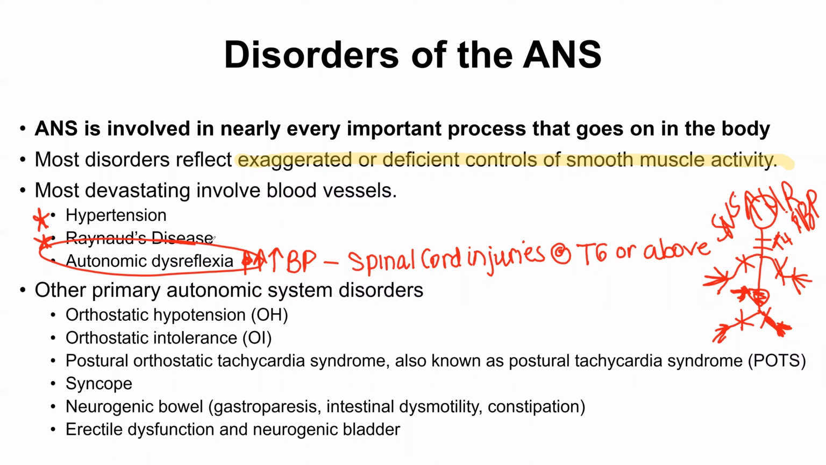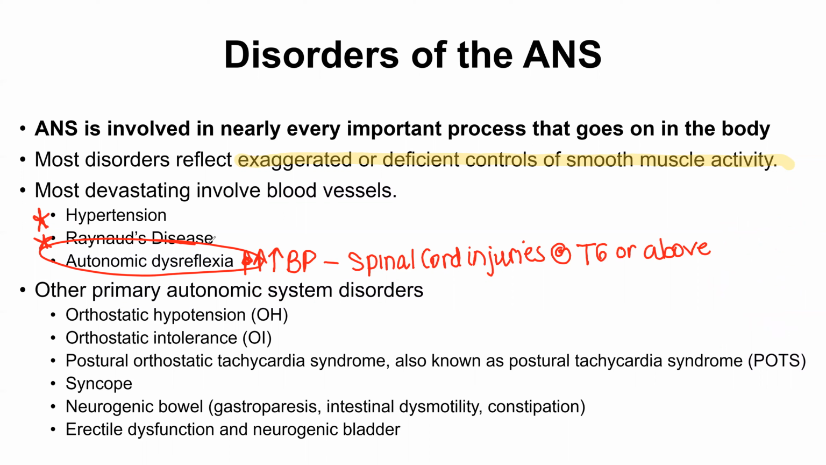It's just excessively high onset of blood pressure, usually occurs in spinal cord patients or people that have spinal cord injuries at T6 or above. And it will be the sudden onset of really excessively high blood pressure due to things like your clothes being too tight, or a full bladder, and so on and so forth.